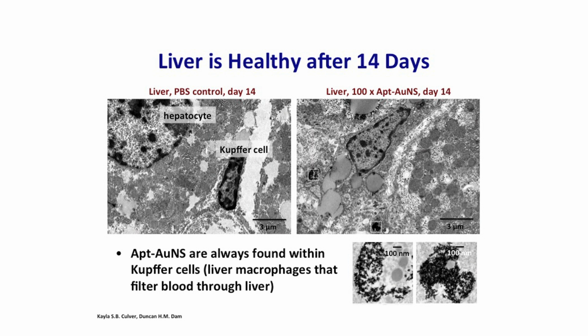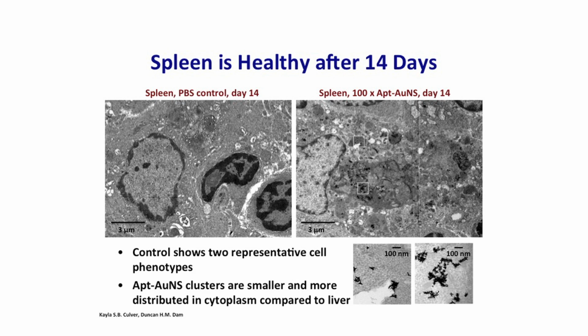And so we're looking at the liver. The liver is healthy after 14 days. This is the control, and this is what it looks like at the highest concentration that we're using. They're always found in these macrophages, so that's not too surprising if they end up in the liver, and they look like this in these different clusters here. The spleen is also healthy after 14 days, and this is 100 times the concentration, and you see these relative cell phenotypes, but they're much less concentrated compared to the liver.